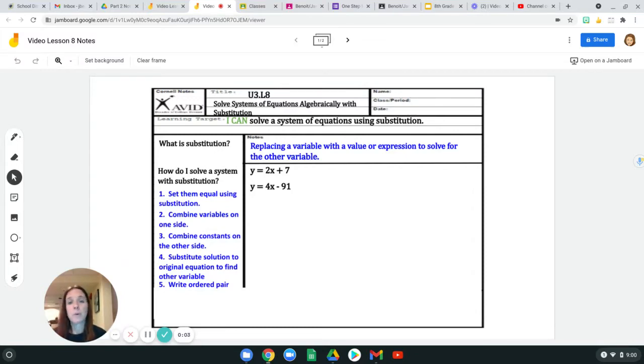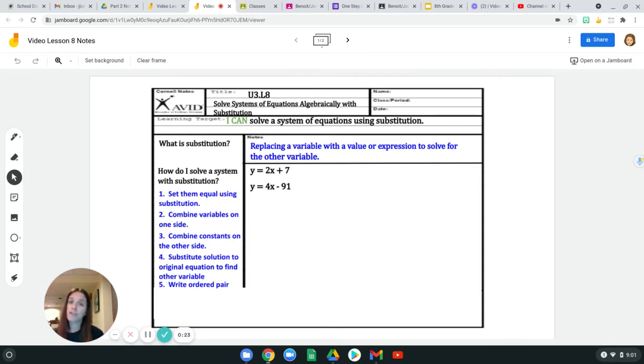Solve systems of equations algebraically with substitution. This is lesson 8 in our note packet. Get your note packet ready. If you're not using a note packet, you're taking notes in your learning log. Get that title down. Get the learning target down. I can solve a system of equations using substitution.